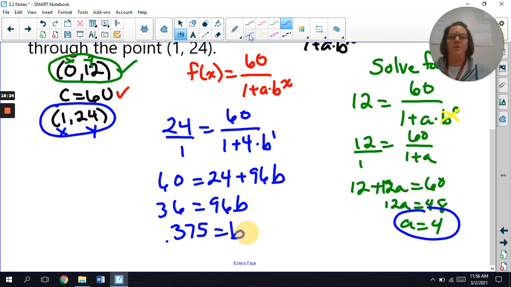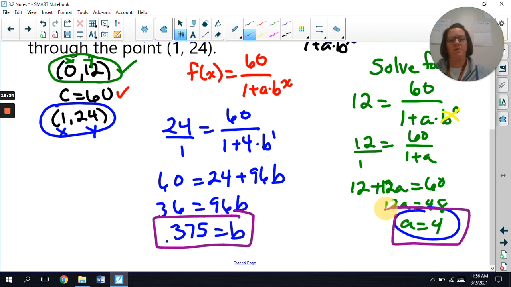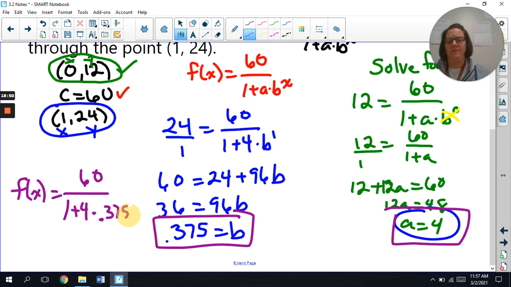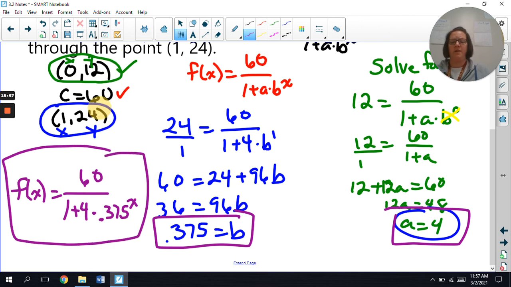Okay, so now we can finish up. Again, write the equation. We already have our C value, we have our B, we have our A. So let's rewrite our equation using those values for our unknowns. So our function is going to equal 60 over 1 plus 4 times 0.375 to the x. So this would be our logistic equation that fits all three of these criteria up here.